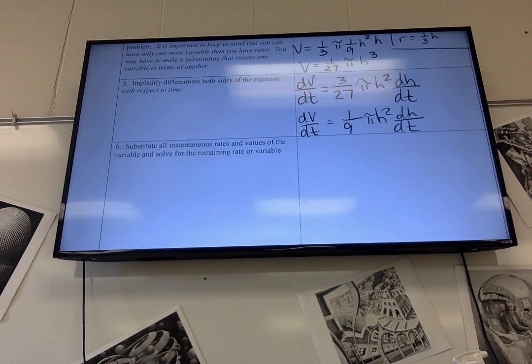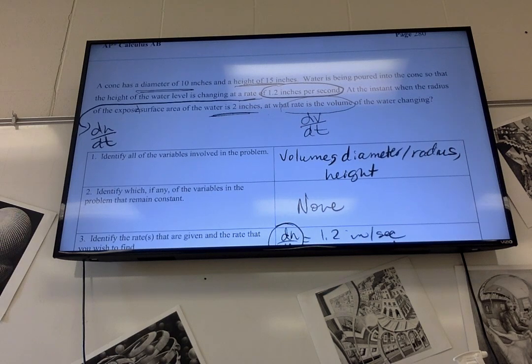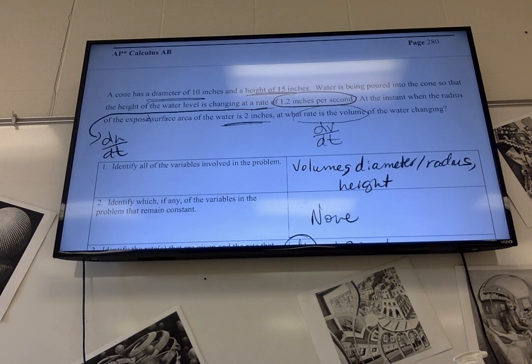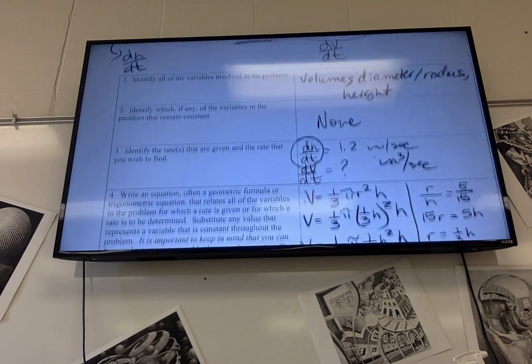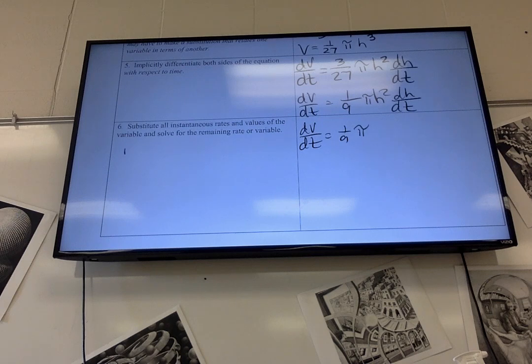All right. So dV dt equals 1/9 pi. Do we have h? 15? That's the h of the whole thing. No, we're solving for h. We have dh dt, which is 1.2. We just have radius. We know we have a formula: radius equals 1/3 h, right? So h will be 3R.